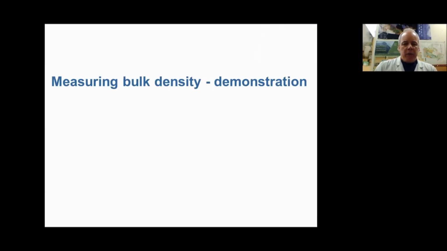Okay, so I'm going to stop sharing the screen here and we're going to go through a short demonstration of measuring bulk density in the laboratory here in Sault Ste. Marie. Okay, so you can see me now. I can't see any of you, but I'll move the computer around here in the lab and give a demonstration of some of what I've been talking about.